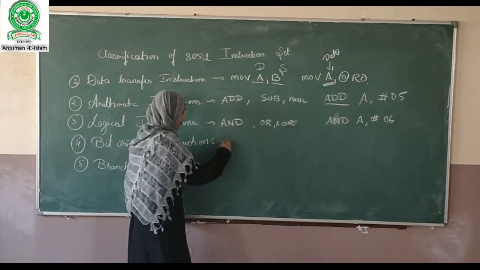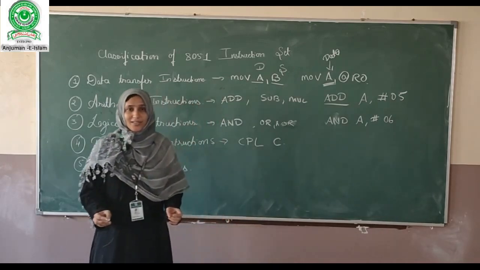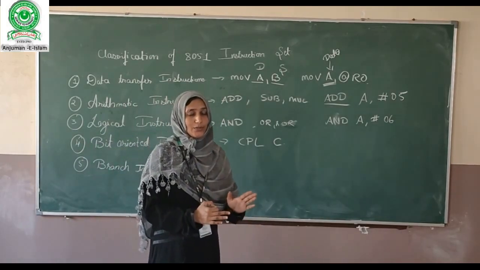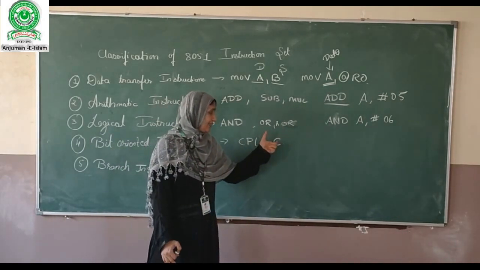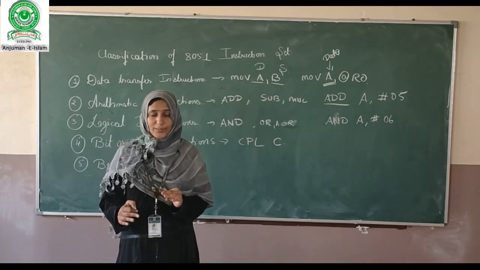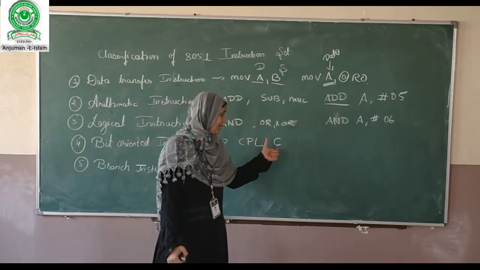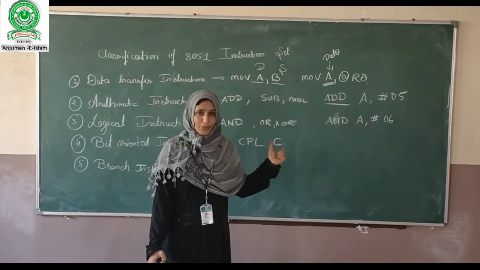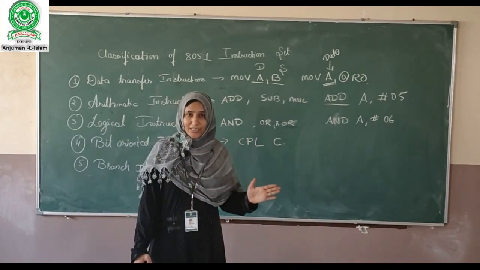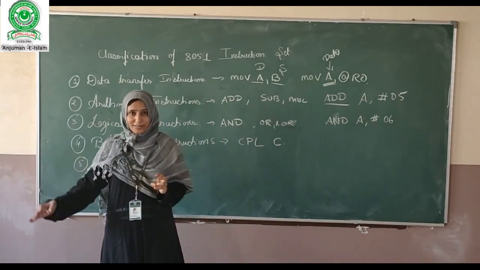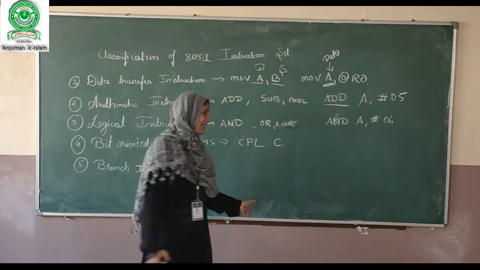Now let me take complement carry. You have the carry flag in the PSW, that is the program status word. In this PSW, the carry flag indicates the result of any addition operation. After addition, if there is a carry generated, then that carry will be indicated by this carry flag of the PSW. Okay? So if you want to complement this carry flag, if it is a 0 and you want to make it a 1, and if it is a 1 and you want to make it a 0, at that time you can go for the CPL instruction.